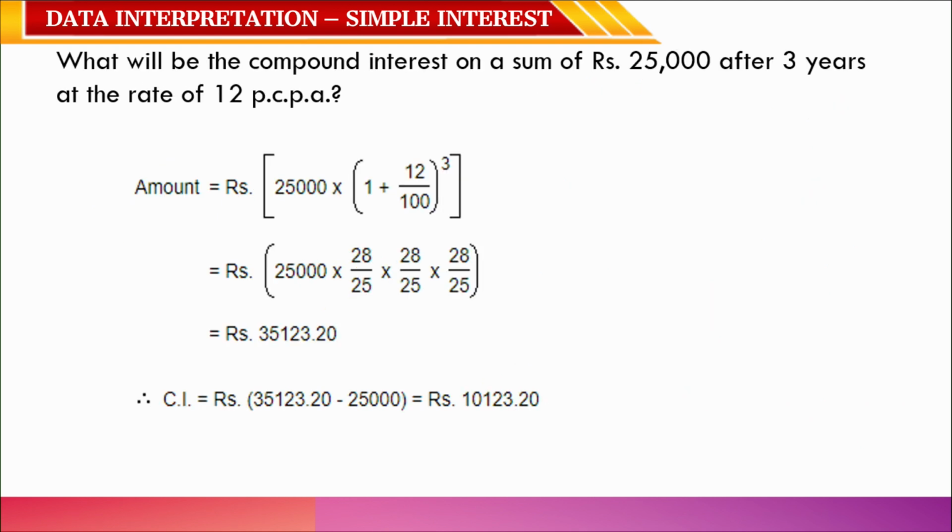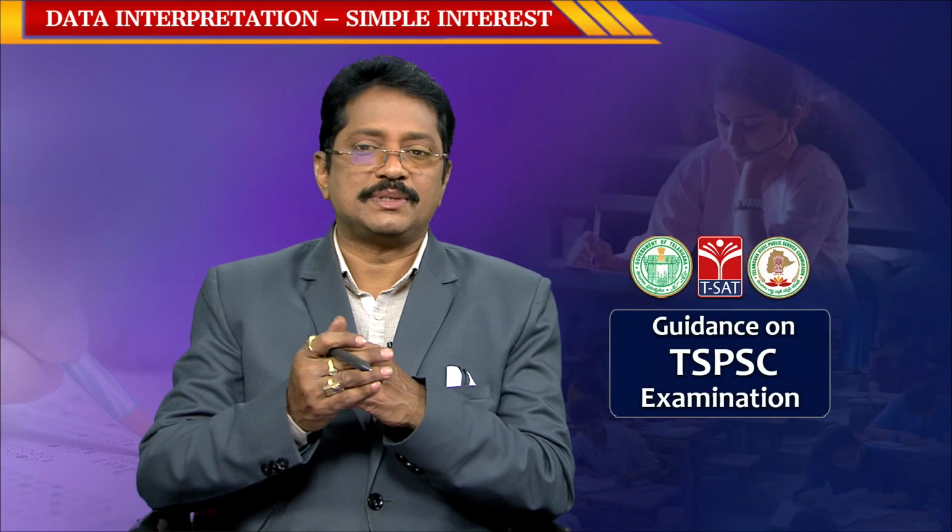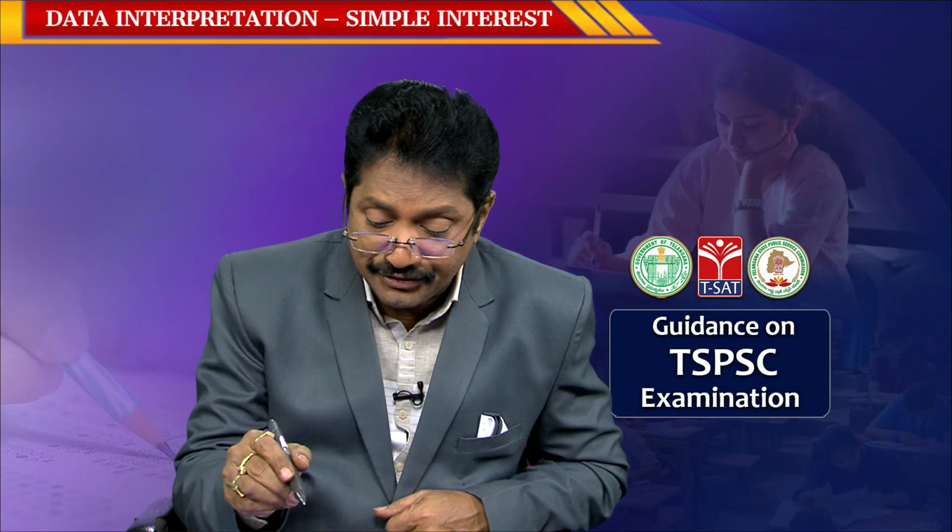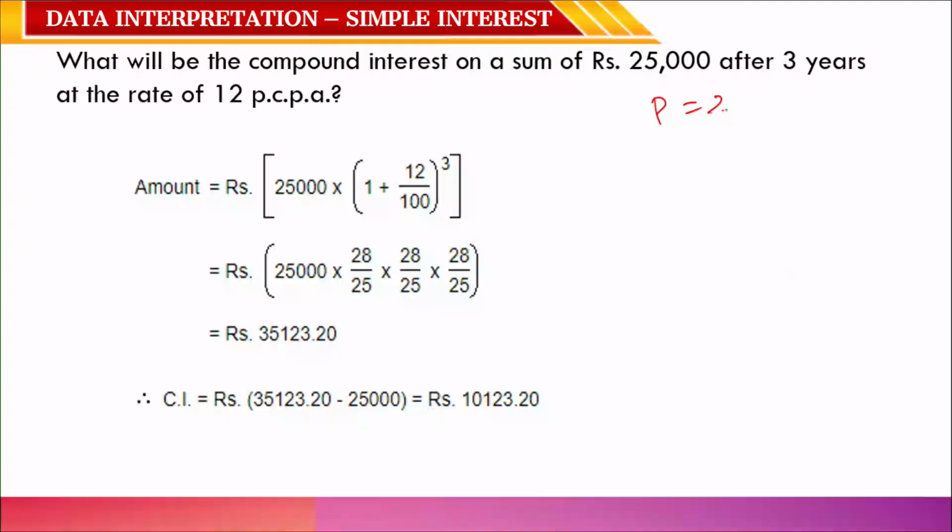Okay. Now, we will see what will be the compound interest on a sum of 25,000 after 3 years at the rate of 12% per annum. 12 PCPA means 12% per annum. That is the reason simply we call it 12 PCPA. Is it clear? So, what is the given information? The principal amount is given 25,000 and the number of years is given 3 years and the rate of interest is given 12%.